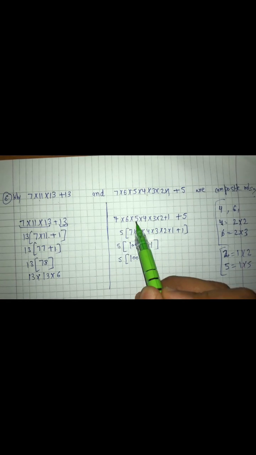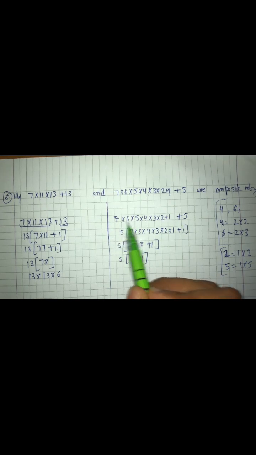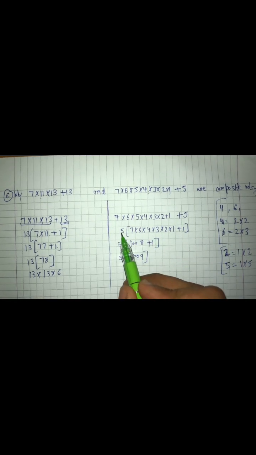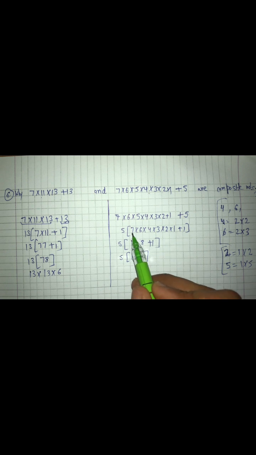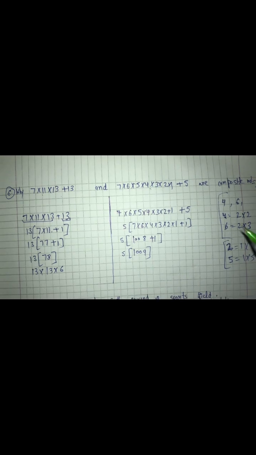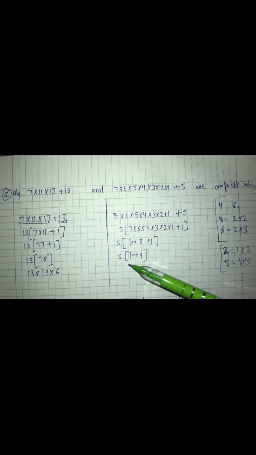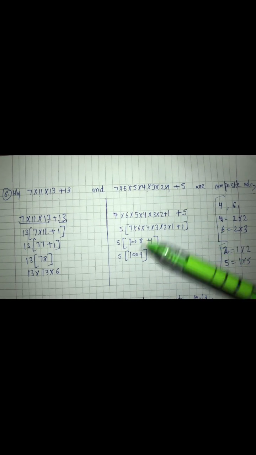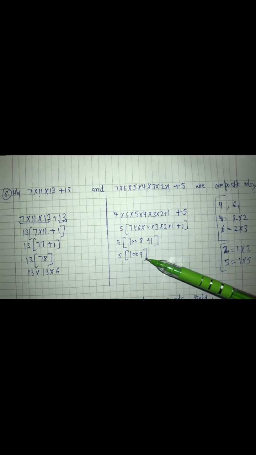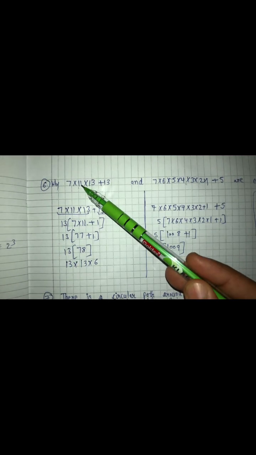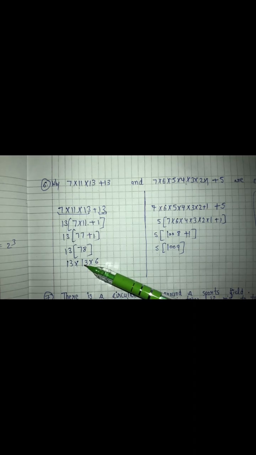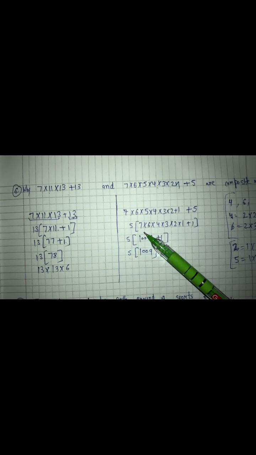Similarly, here 5 is common between these two terms. We get 5 outside the brackets. After multiplying these numbers, we will get 1008. After adding these two, we will get 1009. So these two are the product of two factors. It means that this number has factors other than 1 and the number itself, that is 5 and 1009. Here also this number has factors 6 and 13. So these two are composite numbers.